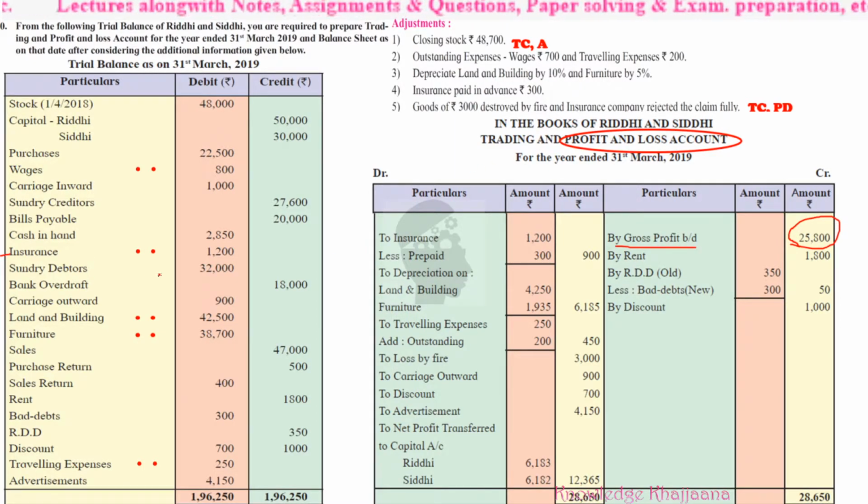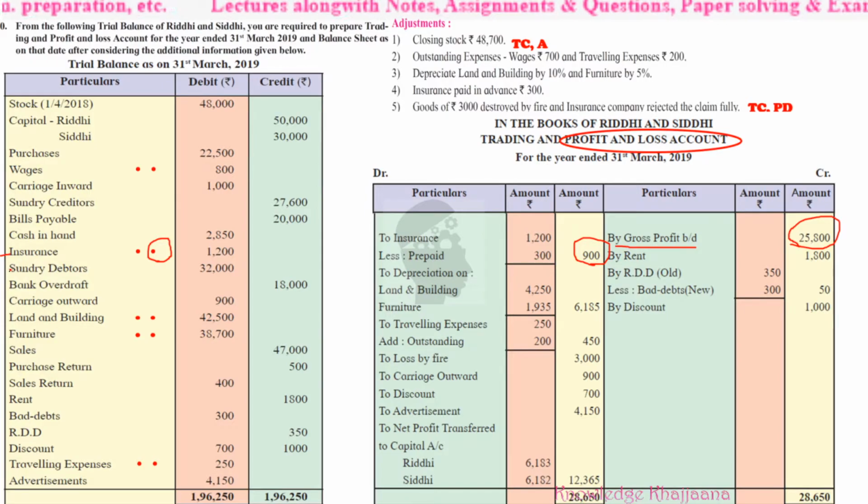Then let's move to the adjustment regarding the insurance. What is it? See, insurance paid in advance. So this is an unexpired insurance. How much is the unexpired insurance? Rupees 300. So we have to deduct it. So insurance less prepaid insurance rupees 300. So the total amount of insurance is rupees 900. Its second adjustment we'll do while recording the asset.